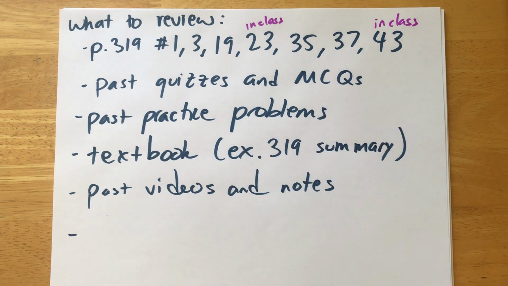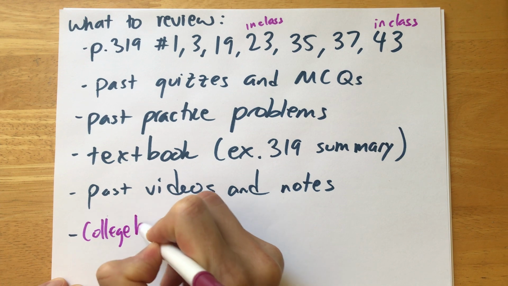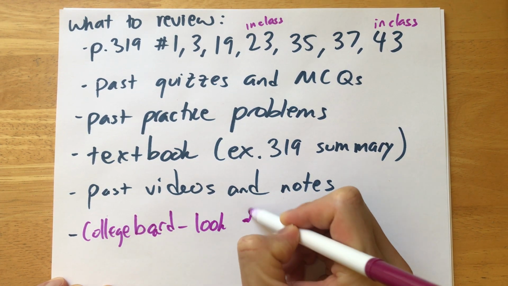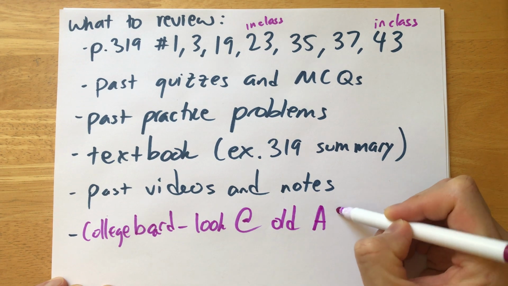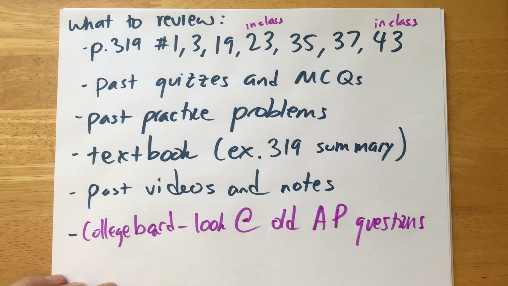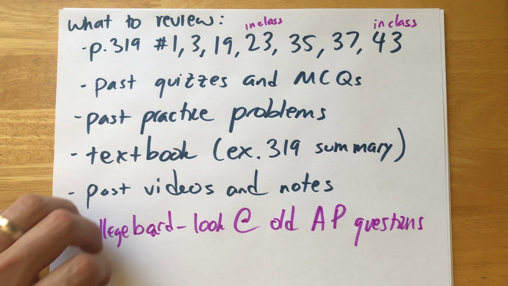Some other good ideas for you to review are things like your quizzes, multiple choice questions, past practice problems, textbook, videos, and notes. You may also want to look at College Board, and then look at old AP questions. You have access to all old AP questions and the answers too on College Board. Not just for AP Stats, but for all of your AP classes.